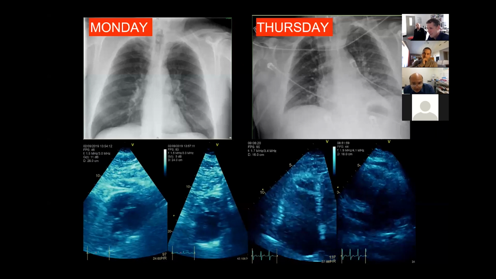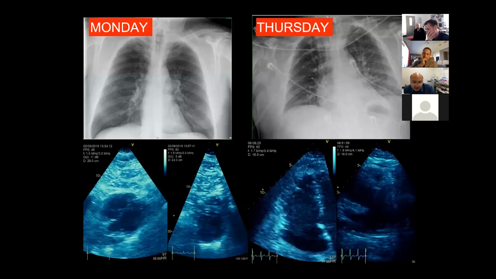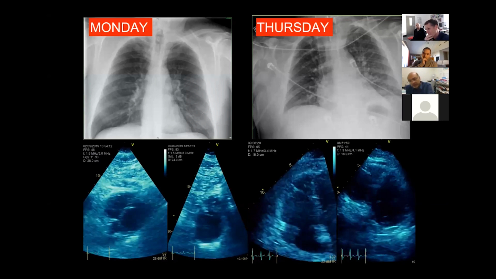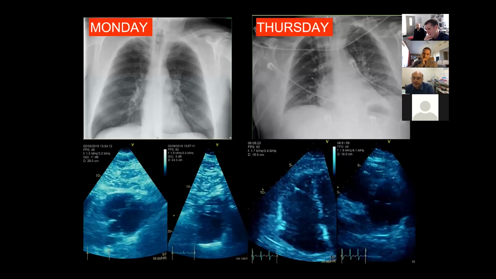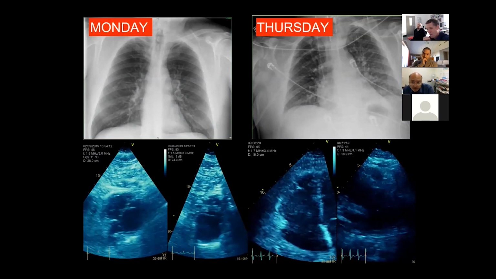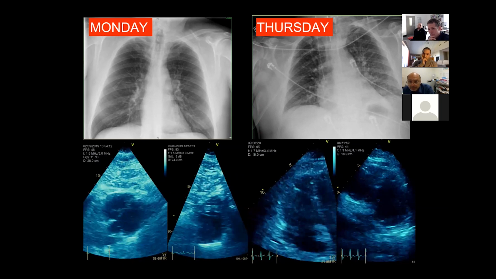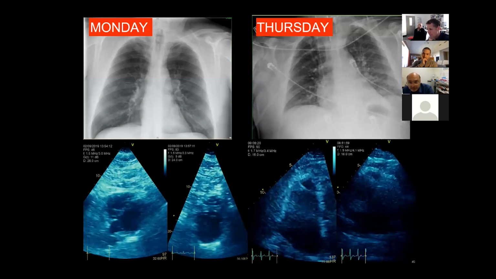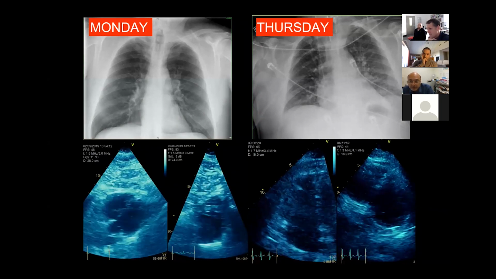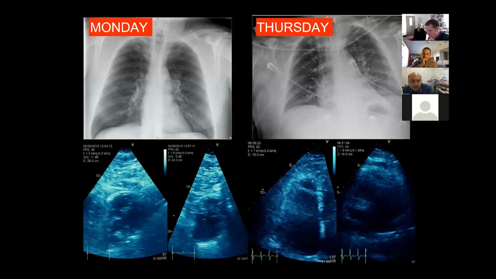Yeah. And the interatrial septum also is deviated to the left side, onto the right side of the follow-up echo, I think. And on the short axis view, there is a D-shaped septum, definite enlargement of the right ventricle on the subsequent echo. Really nice.